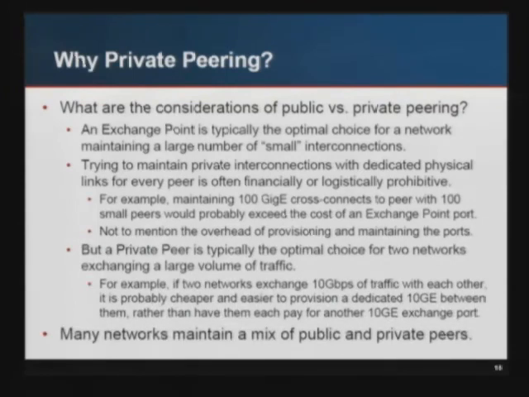Not to mention the cost of your router ports, the cost of their router ports, provisioning time, configuration overhead. But a private peer is a much more optimal choice when you have 2 networks that are passing a lot of traffic. So for example, if you had 2 networks that were passing 10 gigs of traffic, or 9 gigs or 8 gigs or something close to that, it's probably a lot easier for you to provision a dedicated 10 gig port and a lot cheaper than it is for you to each buy another 10 gig on the exchange point and continue passing traffic that way.